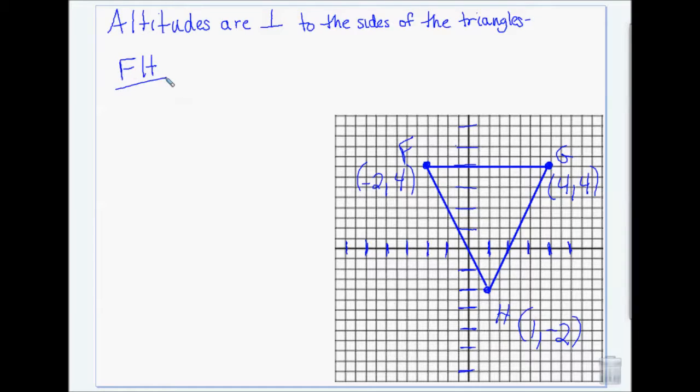Okay. The slope formula, do you guys remember this at all? Formula for slope of a line. So the slope of FH is going to be 4 minus negative 2, because I do y minus y, over negative 2 minus 1.